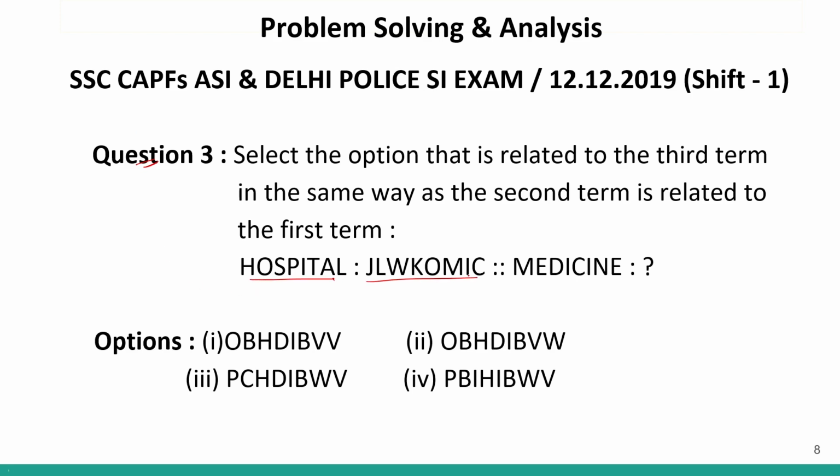Hospital is coded in this format and we have to find the code for medicine. So a question that involves both analogy and coding, decoding. First let us see for hospital. I am writing the forward ranks. H is 8, O is 15, S is 19, P is 16, I is 9, T is 20, A is 1 and L is 12. This much we know. Now, J is what? J is 10. Correct? L is how much? L is 12.